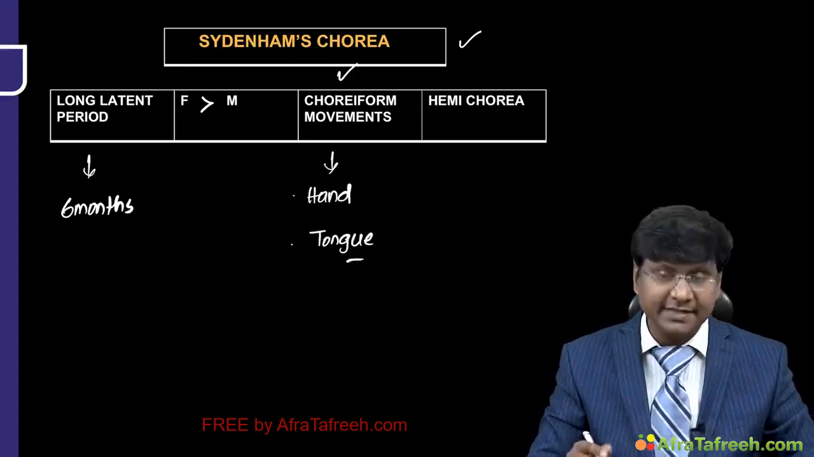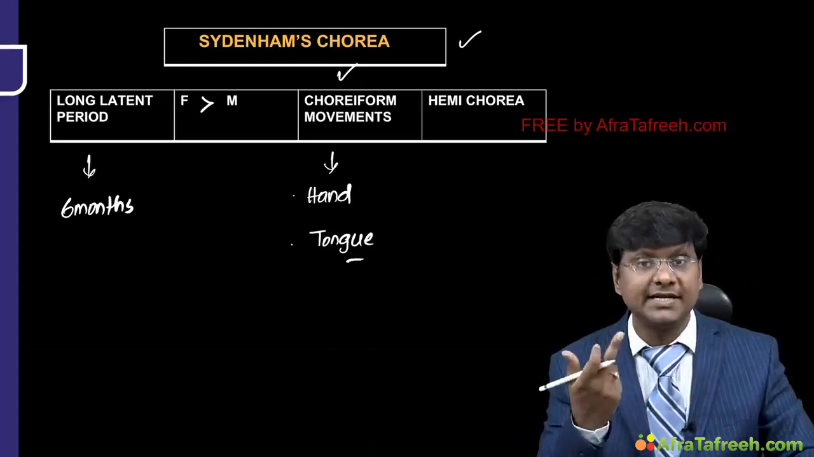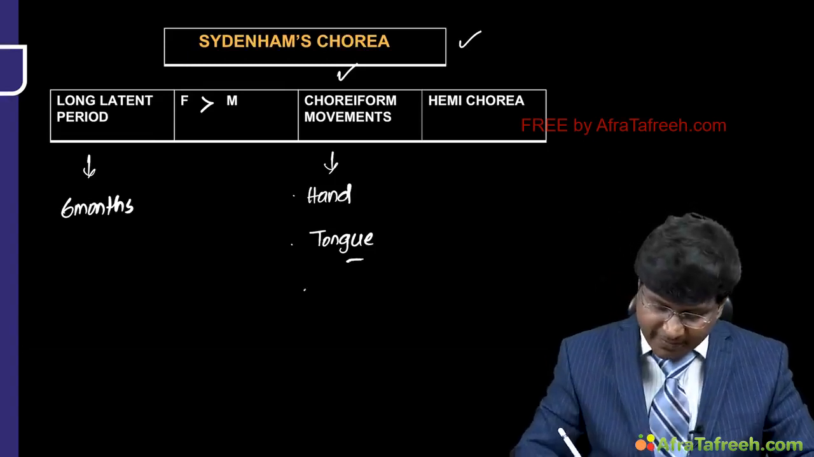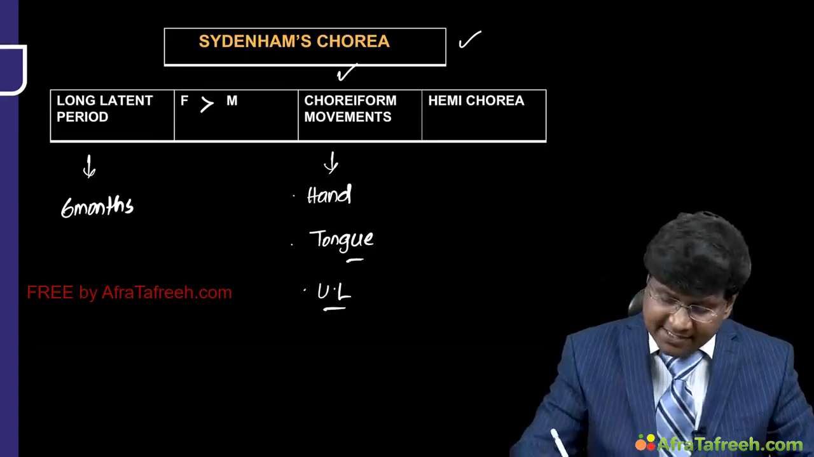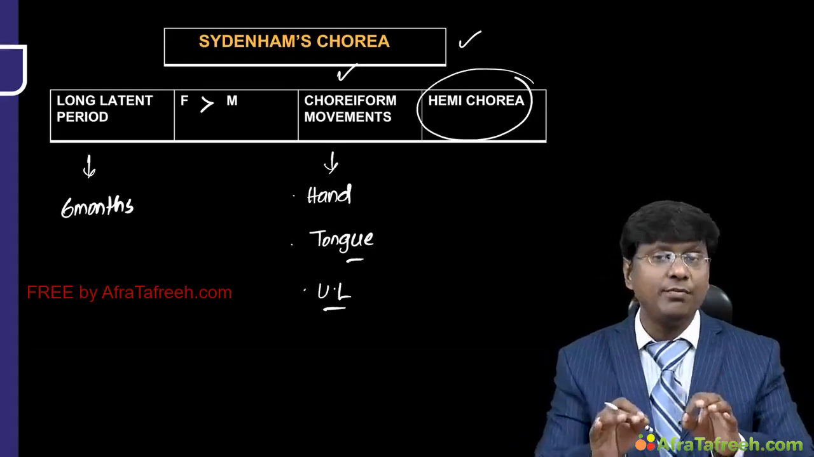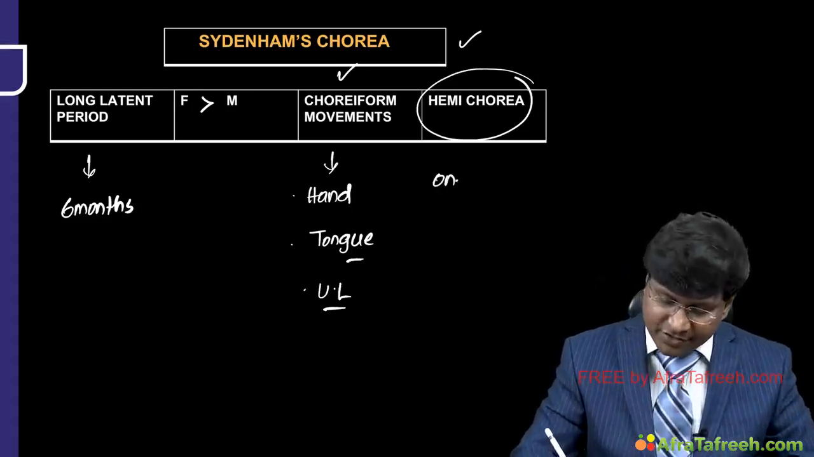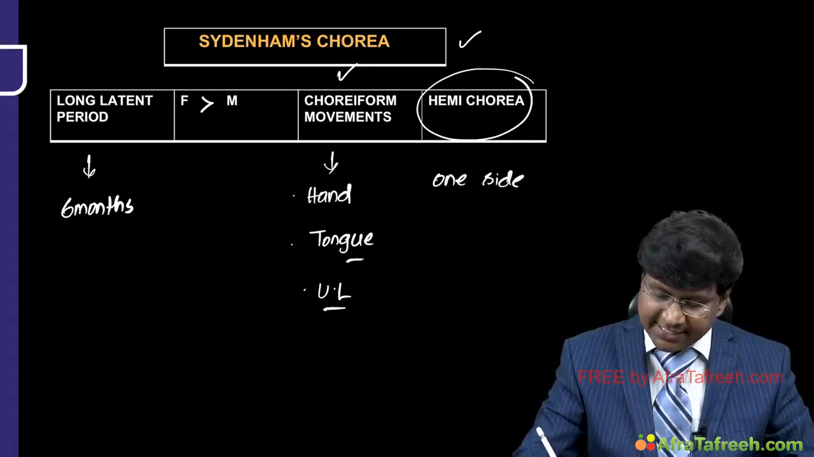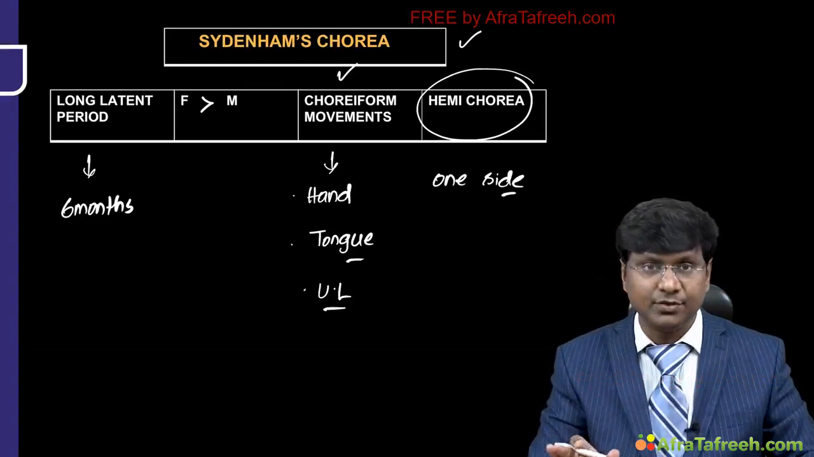Right, you have the characteristic choreiform movements even within the tongue, that we call the darting movement of the tongue. Then you have these choreiform movements within the upper limb. And in a certain group of individuals, these choreiform movements are restricted to one side of the body. When they are restricted to one side of the body, that we call the hemichorea.